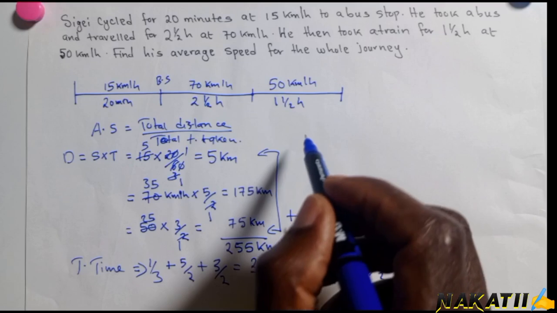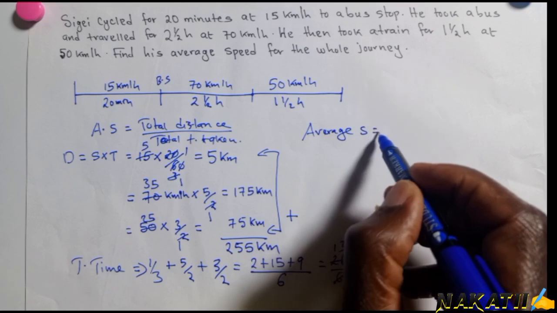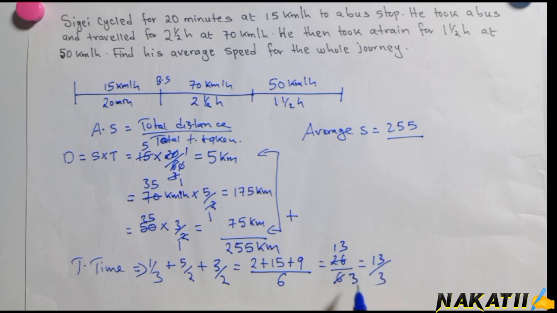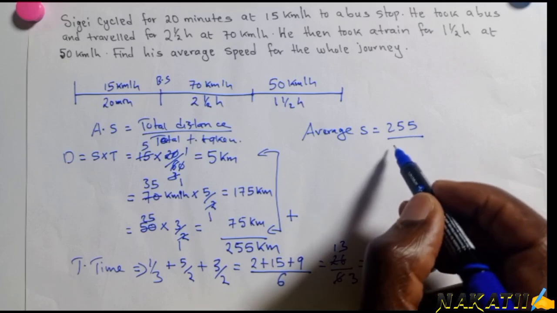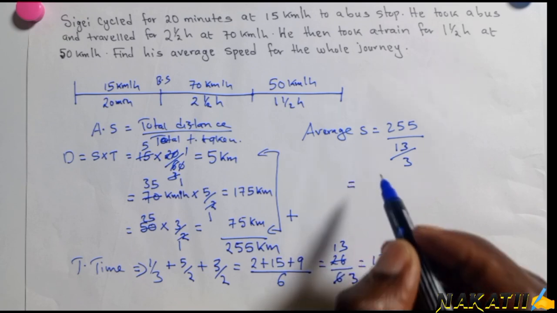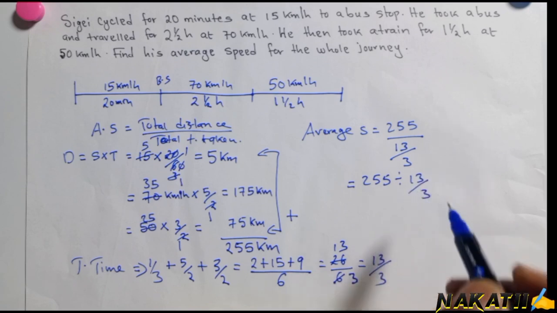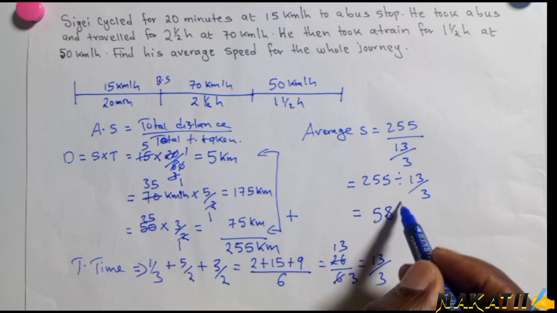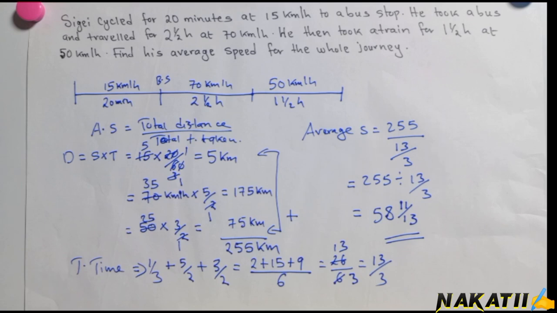And therefore, back to the question, average speed for the journey will be equal to 255 divided by the total time. Average speed is total distance divided by total time, which is 13 over 3. So it will be 255 divided by 13 over 3. If you use your calculator, you'll get your answer as 58 11 over 13. And that is how you handle that question.